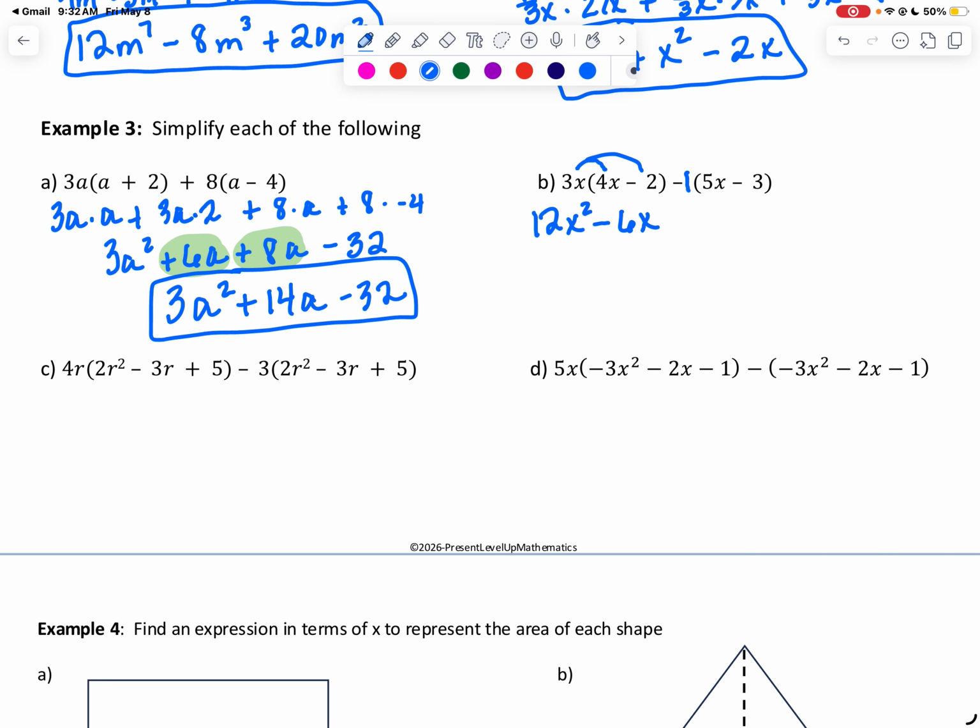Now I'm going to multiply everything in the second parenthesis by negative 1. So negative 1 times 5x is negative 5x. And negative 1 times negative 3 is positive 3. Now notice, again, just like in our last problem, we have like terms that need to be combined before we write our final answer. So our final answer here would be 12x squared minus 11x plus 3.